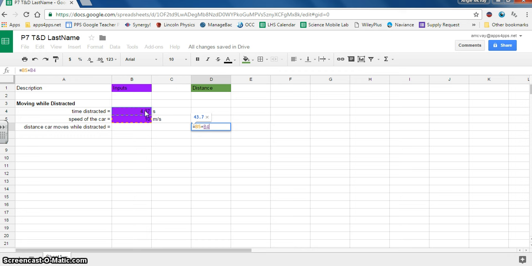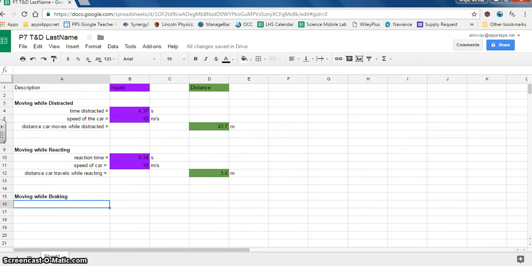So I'm going to go ahead and press enter. We've got our answer in green. Next to it, we'll put our units. Our distance units are meters. Great. So I'm going to actually pause this and let you do the next piece for the car moving while reacting.